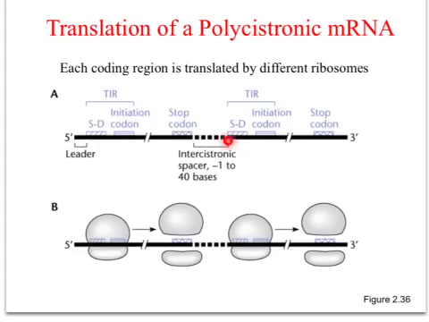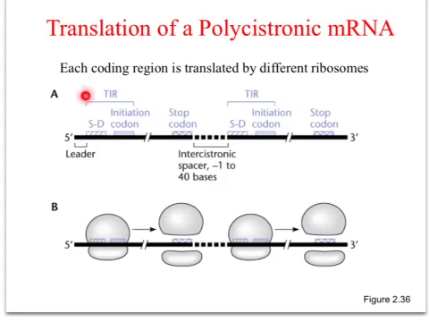And between them there's a spacer region, which can in some cases be very short, from -1 to 40 bases between them. Obviously -1 means that the stop codon of the first coding region overlaps the Shine-Dalgarno sequence, or in some cases even the initiation codon of the second. And I'll talk about that more in just a minute. So let's assume that we have a spacer region of some reasonable length. It can actually often be even more than 40 bases.